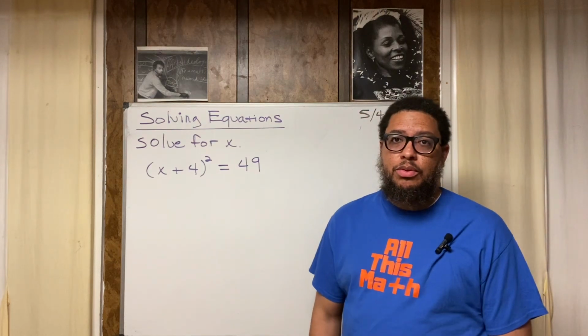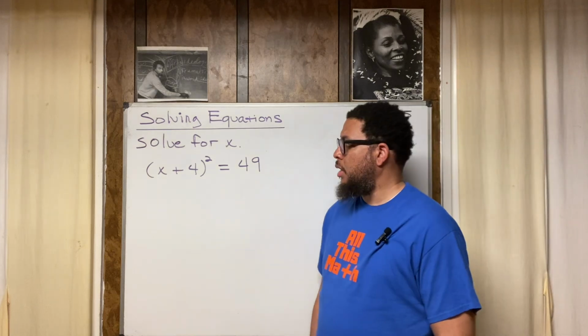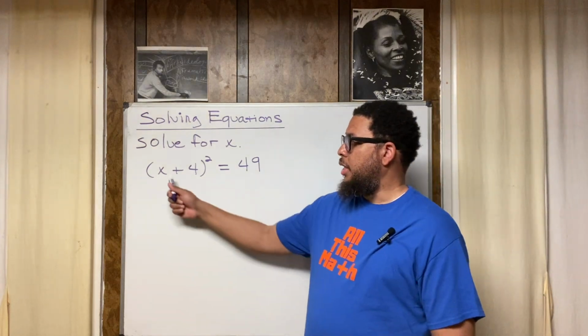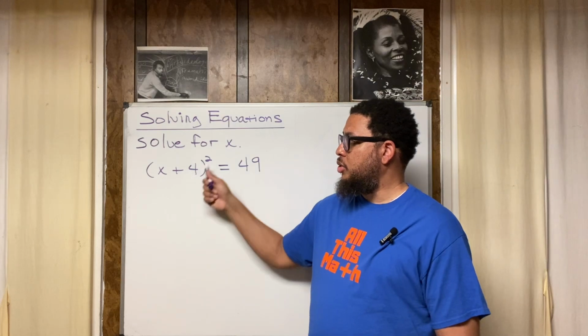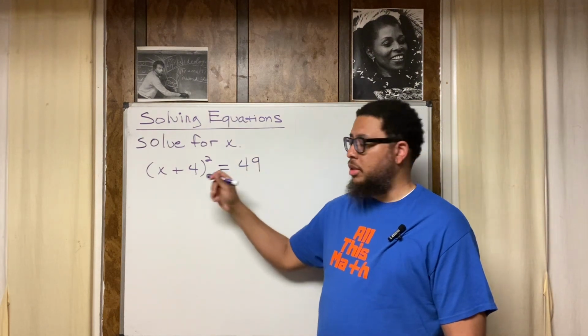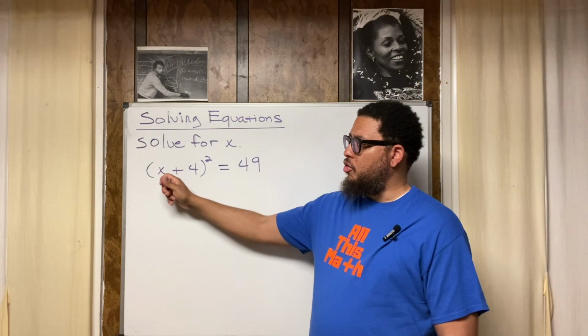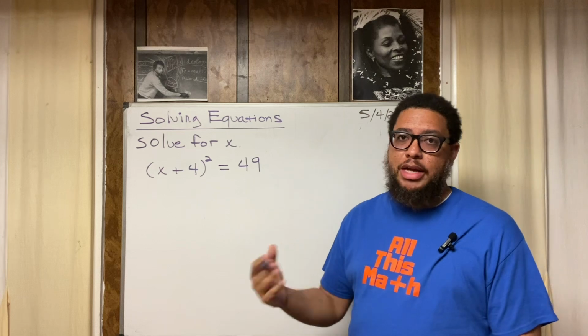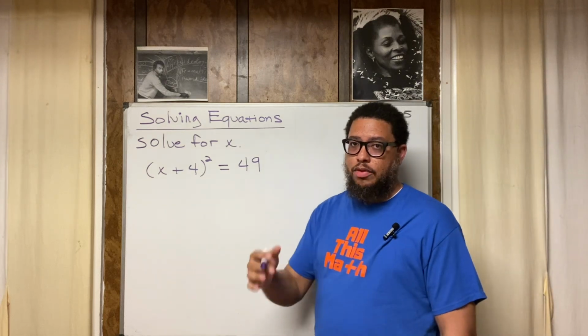So, what are we doing today? We are solving an equation. And what is our equation? It's a quadratic. It says the quantity of x plus 4 squared is equal to 49. When we solve for x, we want to figure out what numerical value of x will make this a true statement, because math is all about finding the truth. And correct answers give us the truth.